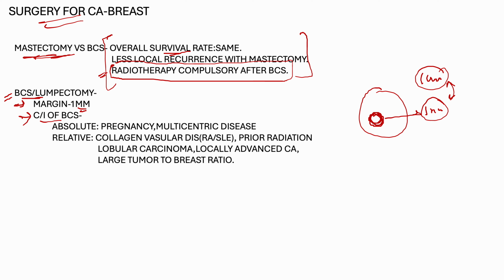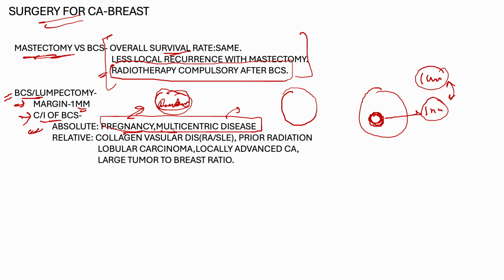What are the contraindications of breast conservation surgery? Absolute contraindications are pregnancy or a multicentric disease. Very easily you can remember this: in pregnancy you can't give radiotherapy, right? If you can't give radiotherapy, then BCS can't be done. Hence pregnancy is a contraindication. Multicentric disease means, as I've already taught in the previous lecture, if one lump is in one quadrant, the second lump is in another quadrant, and the distance is more than 5 centimeters, then it's called a multicentric disease. For this also, you can't just remove one lump. You need to remove the entire breast tissue.